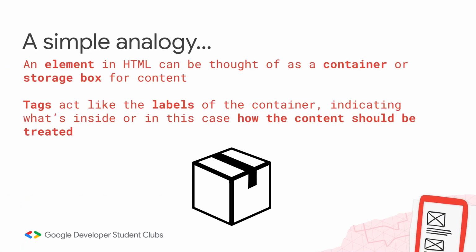A simple analogy would be an element in HTML can be thought of as a container or storage box for your content. Your content could be text, images, even videos. And tags act like the labels of the container, indicating what's inside, or in this case, how the content should be treated. So if you have a paragraph tag or a paragraph element, what you should put inside that tag is text. If you have an image, what you should put inside is an image.